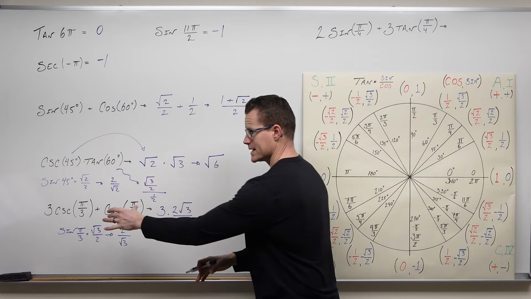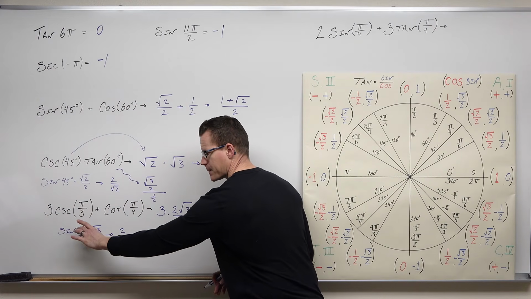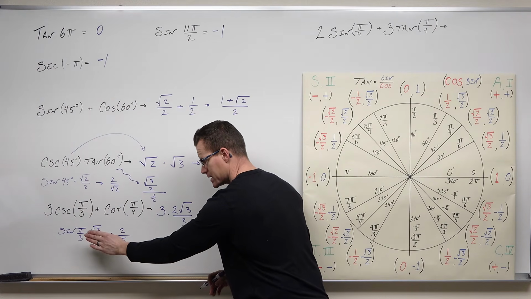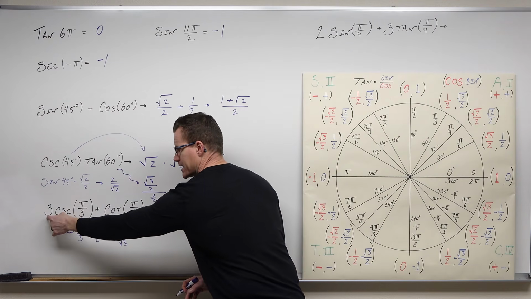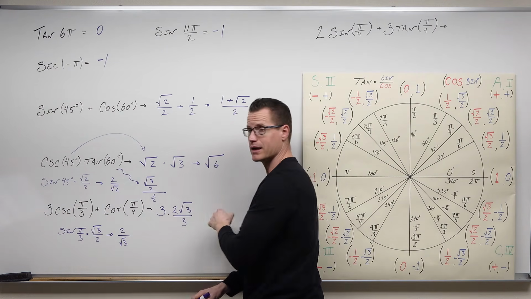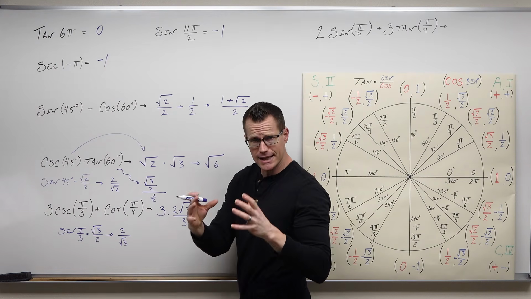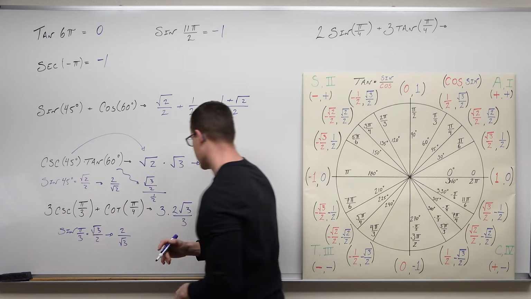So this whole thing says, look at sine, I got it. Find it for pi over 3, we got it. Reciprocate it, we got it. Rationalize it, we got it. 3 times that thing is what this represents. That's it. Plus, so we got to add.